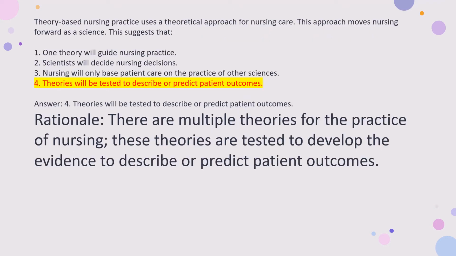Answer 4. Theories will be tested to describe or predict patient outcomes. Rationale. There are multiple theories for the practice of nursing. These theories are tested to develop the evidence to describe or predict patient outcomes.